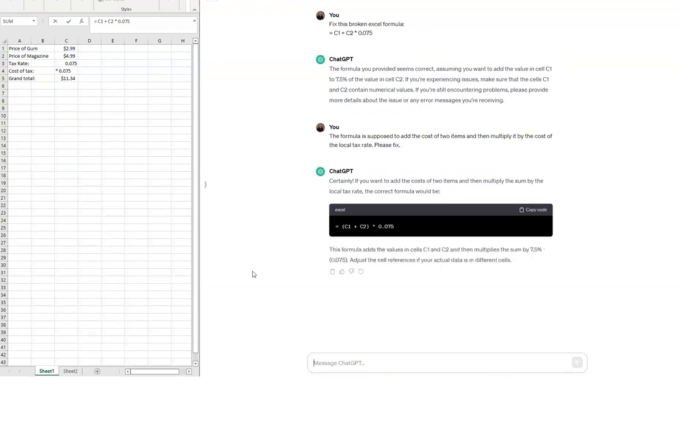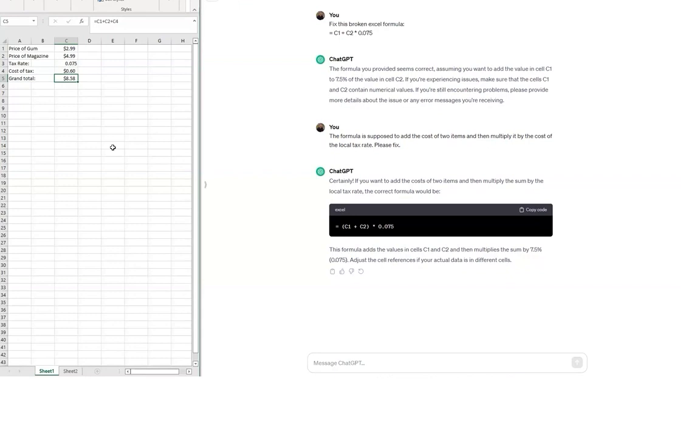And just like that, ChatGPT gave us a working formula. Copy and then paste that formula into Excel, and now it works.